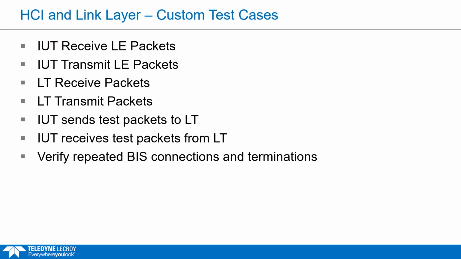So one of the advantages of pre-compliance that many people overlook as well is you can not just repeat the compliance tests to get confidence in that, but you can also use custom test cases. So that gets you a deeper understanding of behavior, or can be used to find out some more info if you want to fault find. And this list is just an example of some of those tests that can be modified to transmit and receive packets from the LT or the IoT, verify repeated BIS connections, terminations, etc.